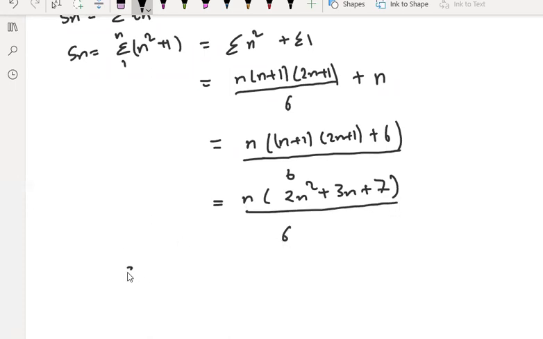Now you want to find what? S20. Put n is equal to 20. So if you put 20 here, it's 20 into 21 into 41 plus 6, whole divided by 6. Got it, guys? Are you getting it? Is everyone getting it?